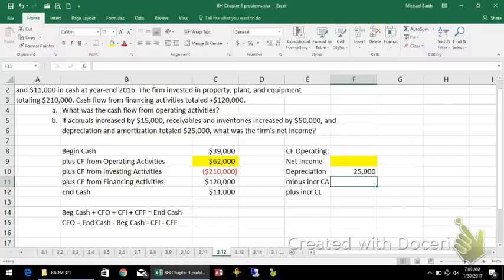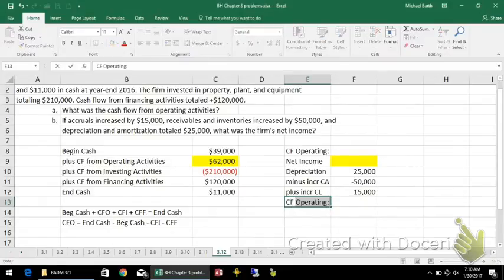Alright, so we're solving for net income, and we're told that depreciation expense was $25,000. So if inventories and receivables increased by $50,000, that means I spent $50,000 buying them. And if accruals increased by $15,000, means I borrowed them. So far the total of that has to be equal to CF operating. So if I add all the numbers together, I have to get $62,000.